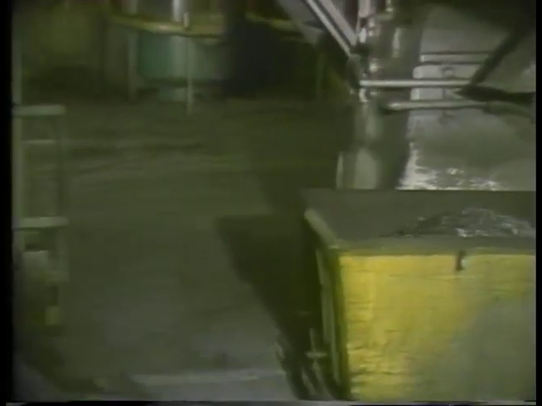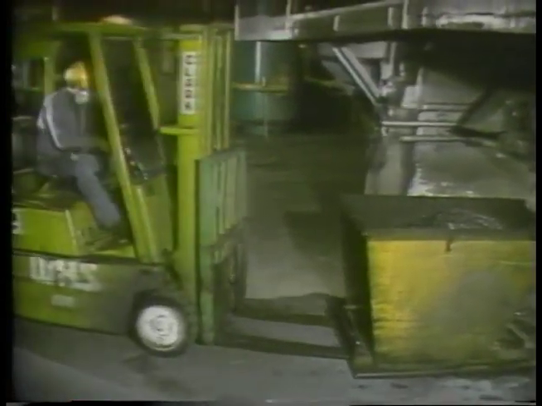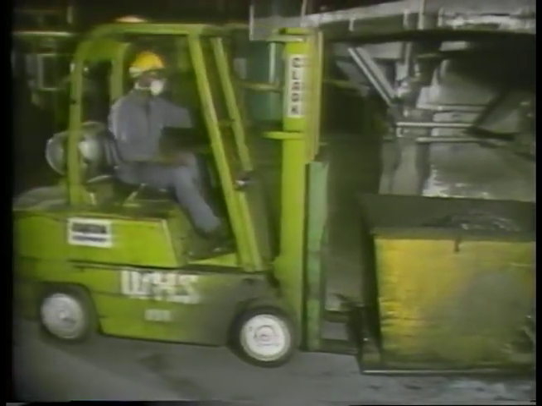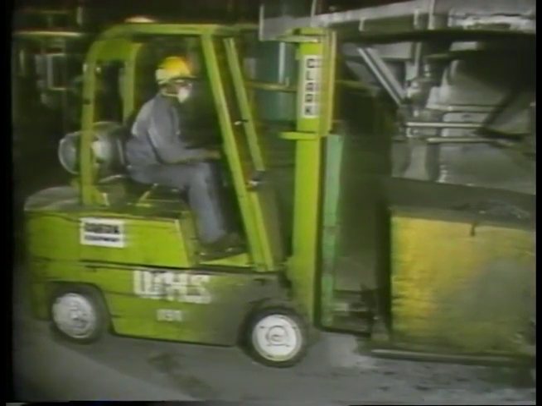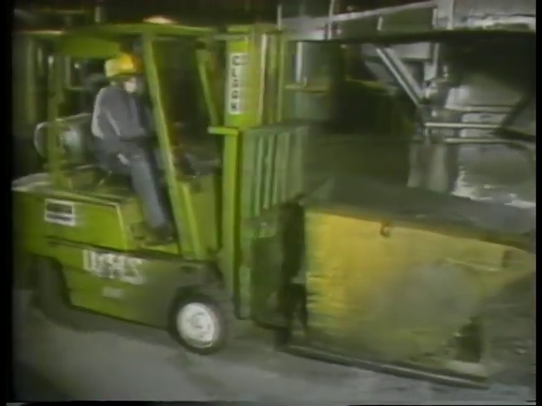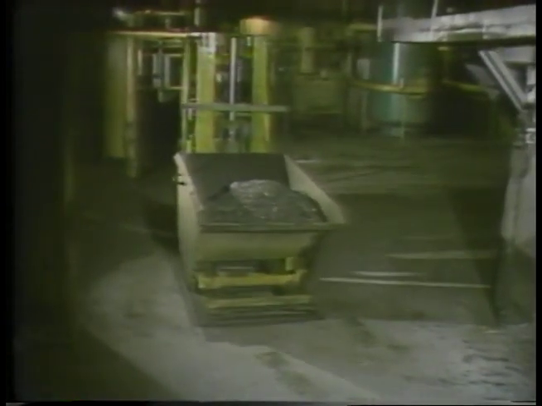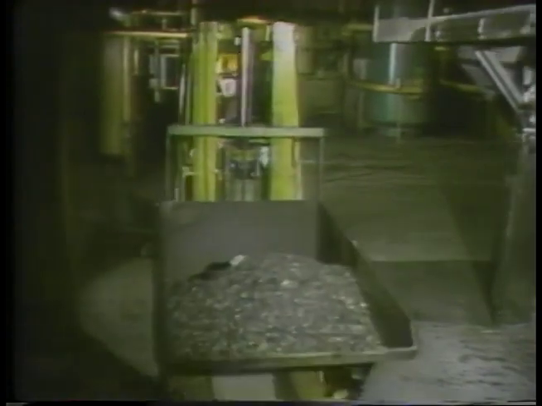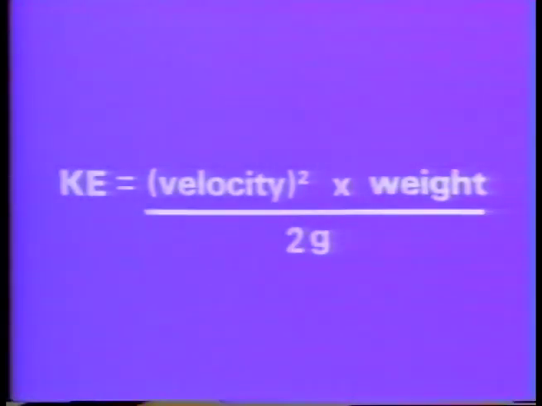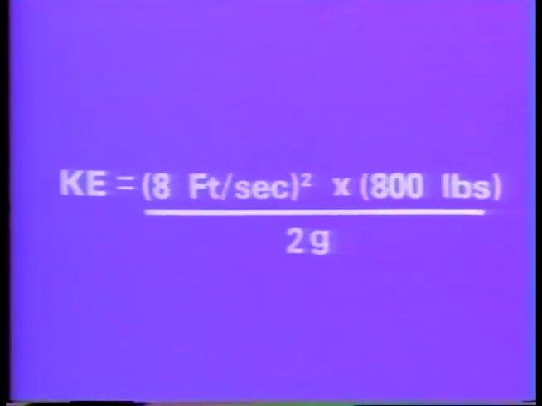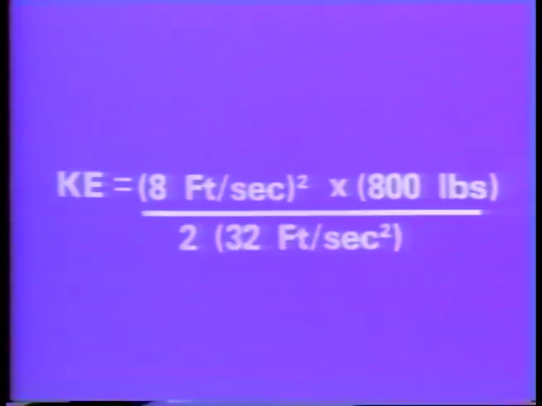Now, here you see a forklift moving mill rejects from a pulverizer. The mill rejects and the container therein possess kinetic energy by virtue of their movement. Let's say the container and the mill rejects weigh 800 pounds and move at a speed of 8 feet per second. To calculate the kinetic energy, we plug these figures into our formula: velocity, 8 feet per second, squared, times the weight, 800 pounds, divided by 2 times g, 32 feet per second squared.